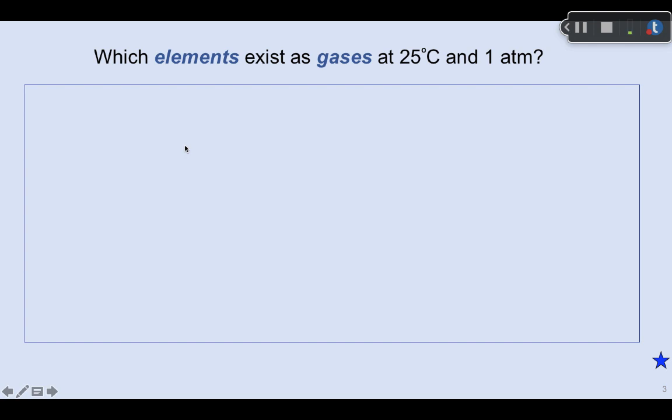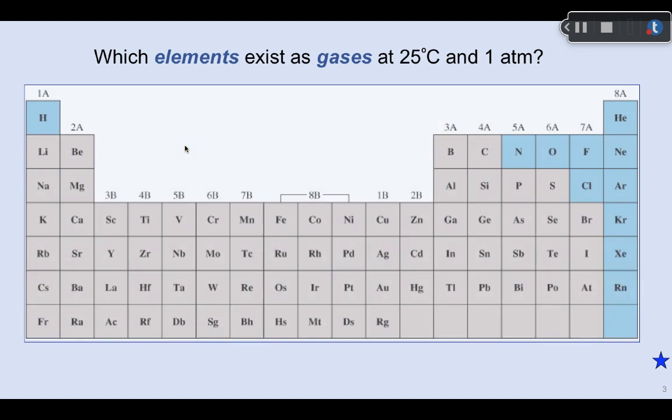Okay, so which elements exist as gases at 25 Celsius and 1 atmosphere? You may have seen this somewhere along the way as we introduced elements, but maybe not. So notice which ones here are shown in blue. The ones shown in blue are indeed those which occur as gases. So in other words, there are only so many, and they are very conspicuously in groupings, especially the noble gases.